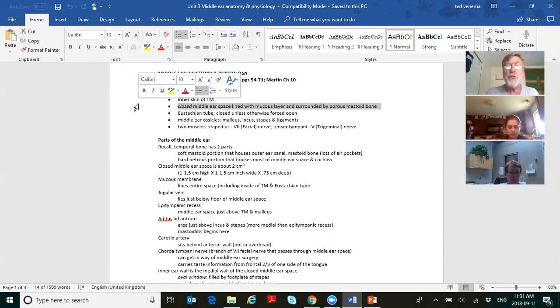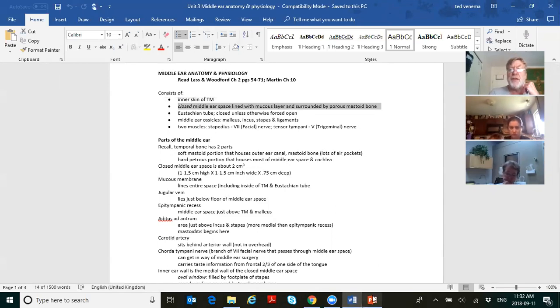So two middle ear muscles, the stapedius muscle attached to the neck of the stapes, and it is innervated or is connected to the seventh cranial nerve, and the other muscle is larger, but it's a weaker muscle. The tensor tympani muscle is attached to the malleus bone, and it is innervated or connects to the fifth cranial nerve, which is often called the trigeminal nerve.